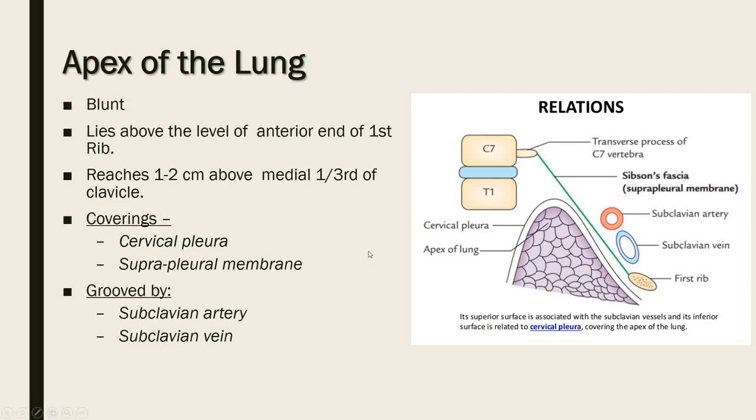Now the apex of the lung. The apex is blunt. It lies above the level of the anterior end of the first rib. We can see over here, this is the first rib. It reaches 1 to 2 centimeters above the medial third of the clavicle, and it is covered by the cervical pleura and the suprapleural membrane, the green colored suprapleural membrane. Another name is Sibson's fascia. And the apex is related anteriorly to the subclavian artery and the subclavian vein. We can see over here.